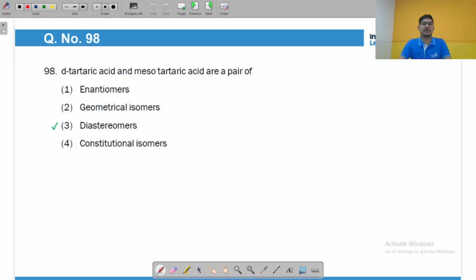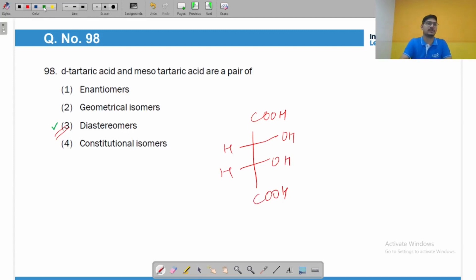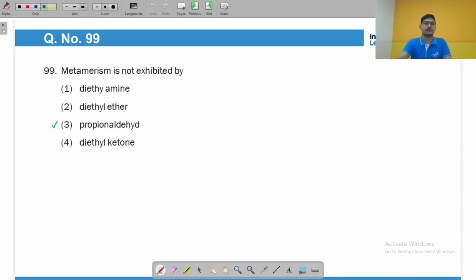D-tartaric acid and mesotartaric acid are a pair of diastereomers. Remember, the stereoisomers which are not related to each other as mirror images are diastereomers. So mesotartaric acid will have a plane of symmetry. All right, so this is mesotartaric acid. You can easily observe that there's a plane of symmetry. And in D-tartaric acid, one of these OH groups is on the opposite side. So of course, they are not related as mirror images, and hence they are diastereomers.